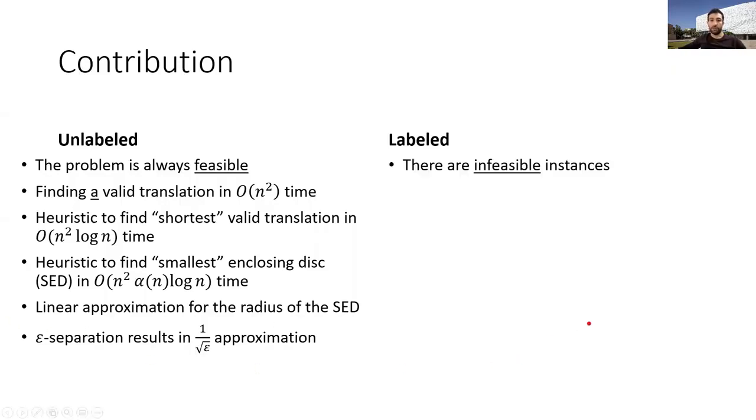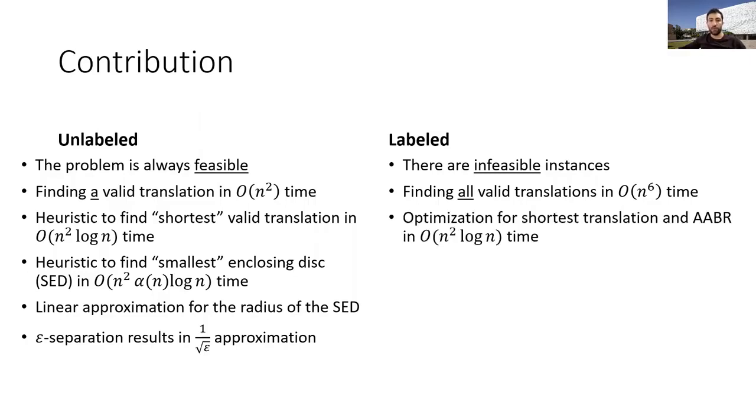In the labeled version, we first showed that there are infeasible instances. No matter how we reposition T, every possible itinerary contains collisions. But if there are any valid translations, we can find all of them in O of n to the 6th time. Then we can find the shortest translation or axis-aligned bounding rectangle in O of n squared log n after finding all valid translations. So it is actually subsumed by O of n to the 6th in the previous step. And we managed to find the smallest enclosing disk in O of n to the 5th log n time, also subsumed by the time to find all valid translations.